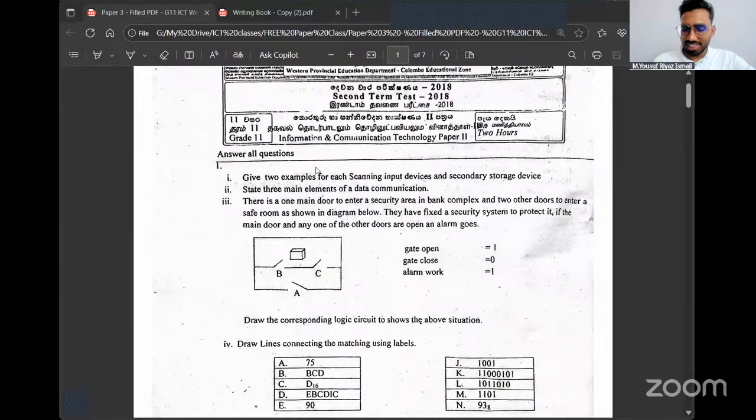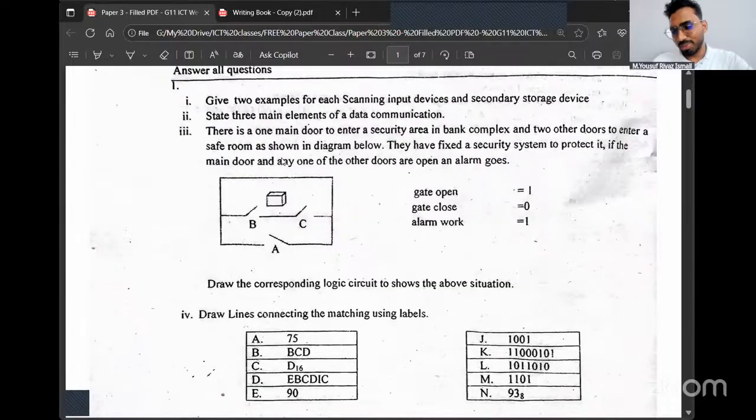Let's check your answers. So the first question they have said, give two examples for scanning input devices and secondary storage devices. Particular secondary storage device. Okay, let's check.